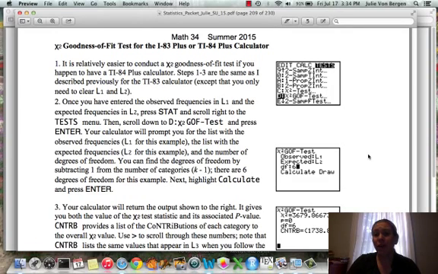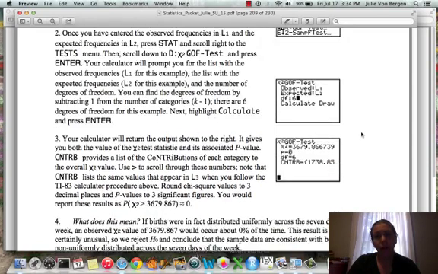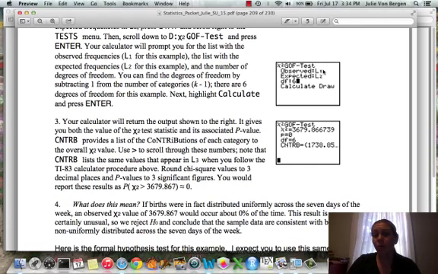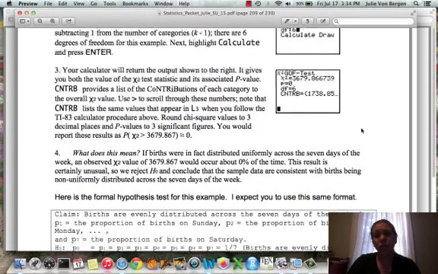Once we enter our values in list 1 and list 2, we're going to go to tests, and then we're going to scroll down to test D, the chi-squared GOF test. GOF stands for goodness of fit test. And then in list 1, we put our observed values. List 2, we put the expected values. And here, because there are 7 days of the week, the degrees of freedom are going to be 6, one less than the 7 days. And then you can go ahead and click calculate.